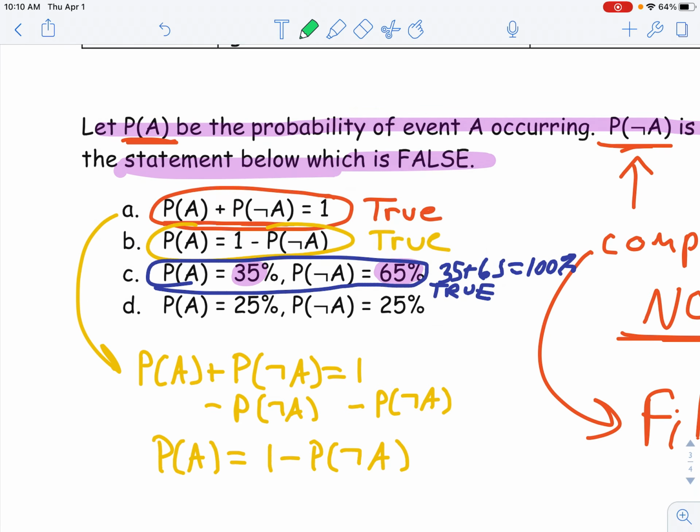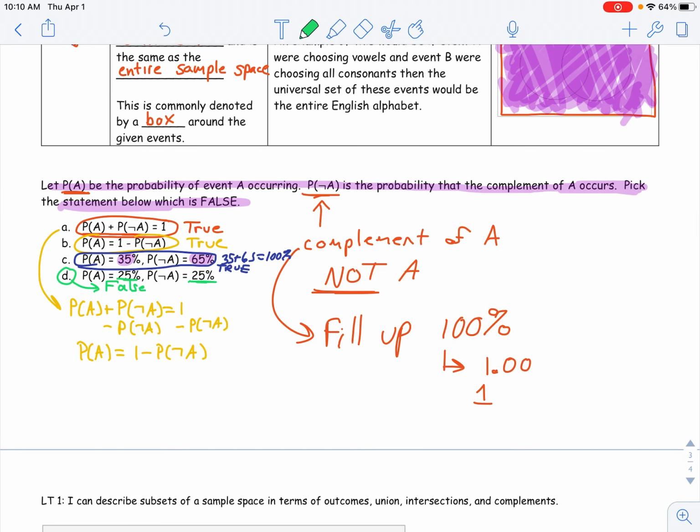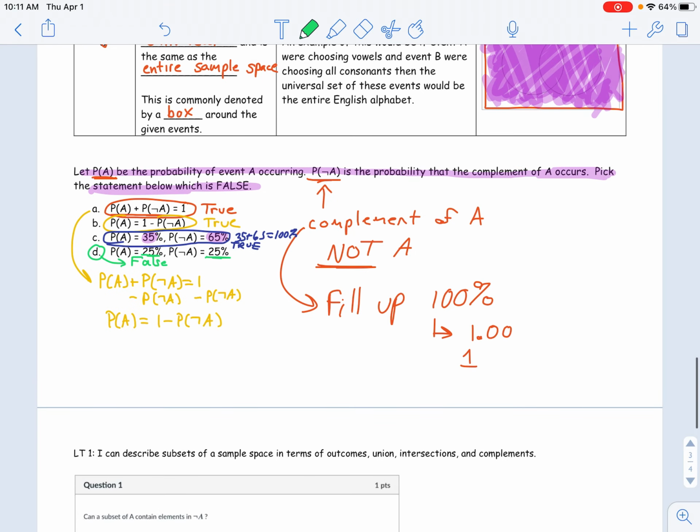So this one right here, this is the false one, because A is 25% happening, not A would then have to be 75%, but it just said 25%. So which of the following statements is false? It was number D. All right, have fun doing your practice problems.